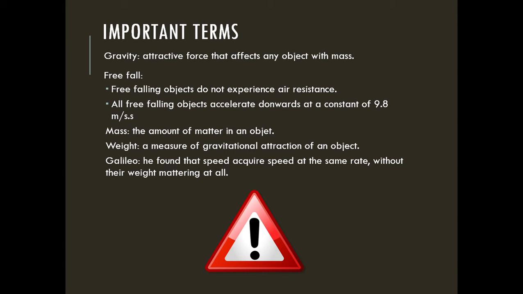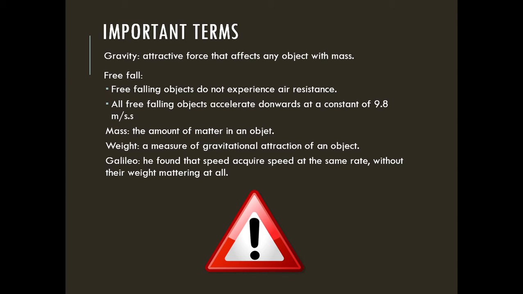We have mass. What is mass? It is the amount of matter in an object. And what is weight? Weight is a measure of gravitational attraction of an object. So mass is something that is always going to be constant in an object, for example, 10 kilograms or 20 kilograms. But the weight will be affected depending on the gravitational force that is applied to that specific object.